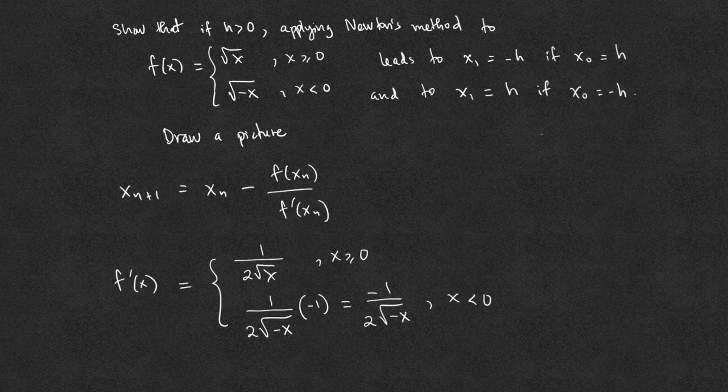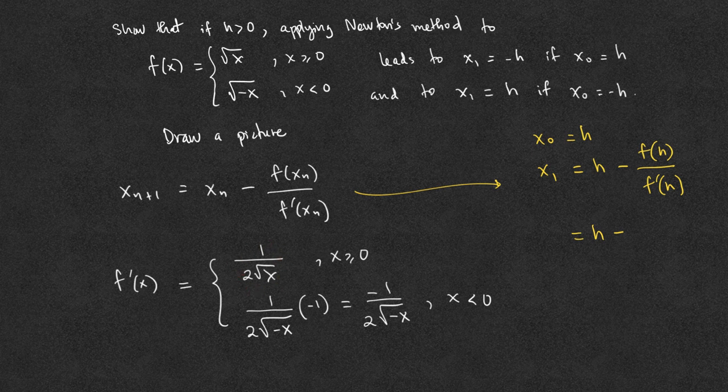If we start with x sub 0 equals h, then x sub 1 equals h minus f of h over f prime of h using Newton's method. Since h is positive, we will use the piece for x greater than or equal to 0 for f of h. The same with f prime of h.